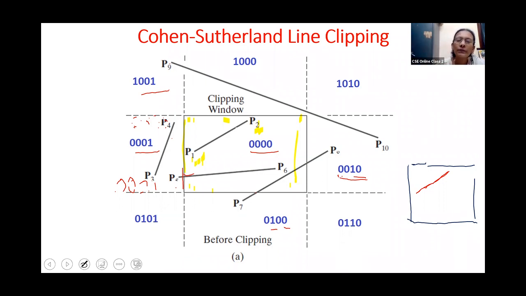All that we are trying to understand is, if the point is inside the clipping window, the outcodes for both the endpoints are going to be 0, 0, 0, 0. If they are not inside, then you will have a different value other than all zeros. Is this clear?